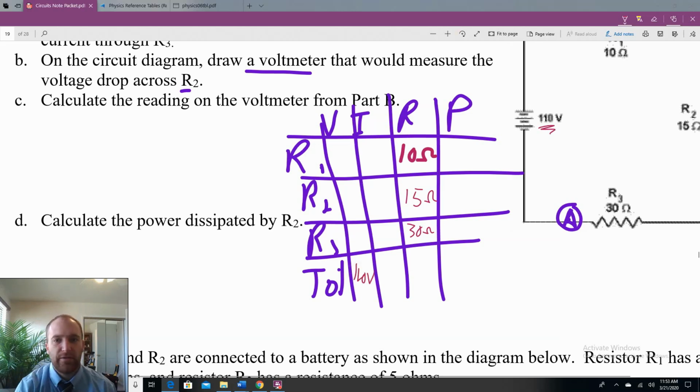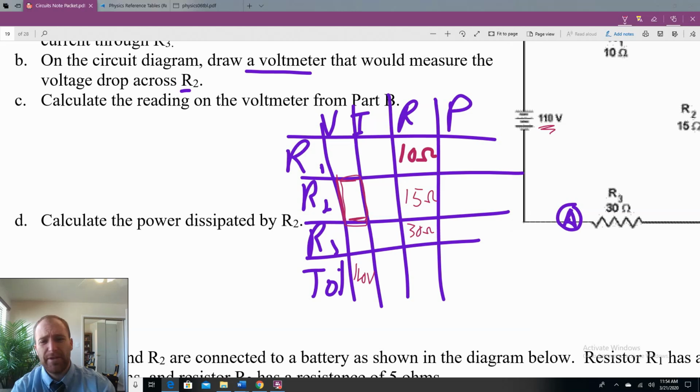Alright, I want the reading on the voltmeter from part B. Now the voltmeter from part B is on R2, so it's going to measure the voltage through R2. That's this box right here. And notice that we've got a lot of blanks in the area around it, meaning we don't have a lot of information about that device. So we're going to have to really work our way around here.